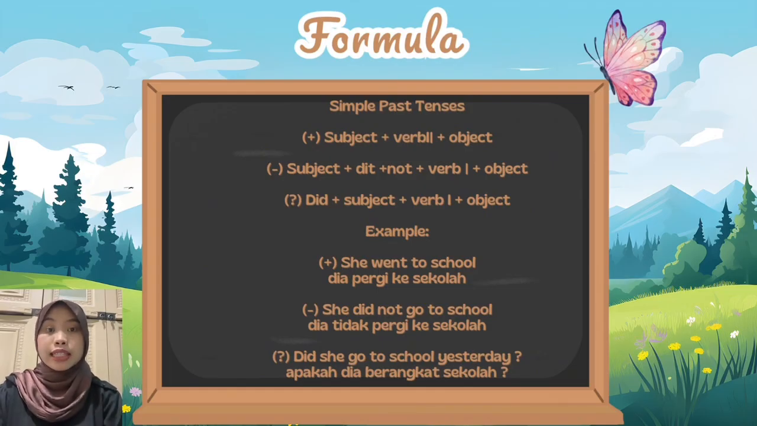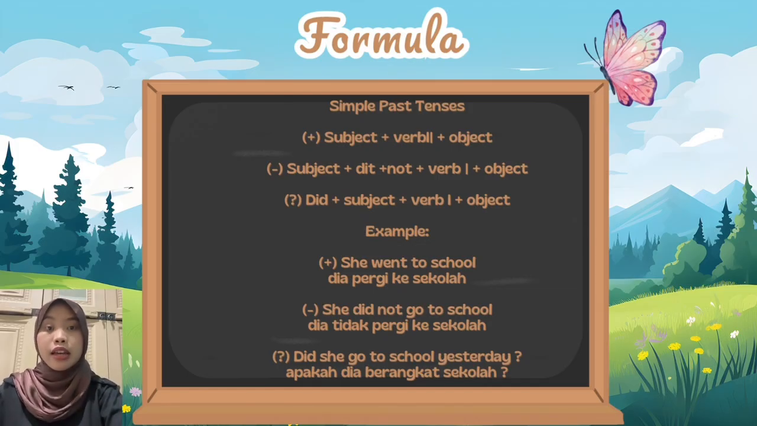Next, for negative sentences, the formula is subject plus did not plus verb 1 plus object. For example, she did not go to school. Dia tidak pergi ke sekolah. Notice that after did not, we go back to the base form of the verb, go, not went.